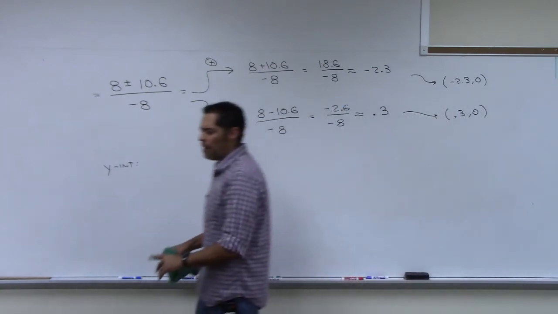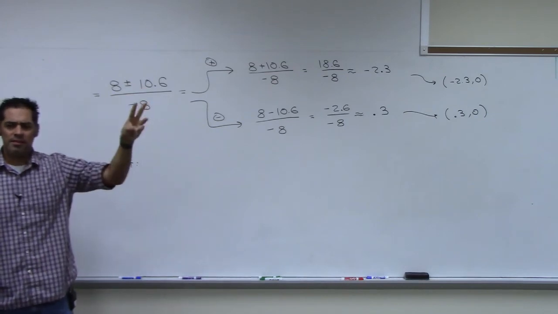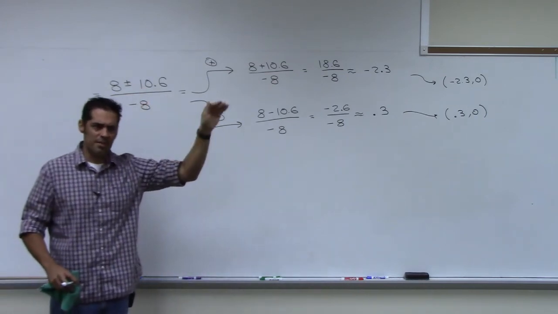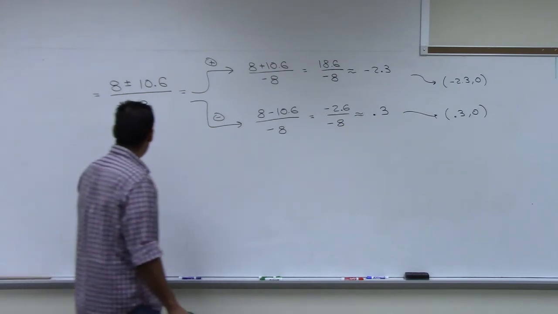So when we do a parabola, we ask: does it open up or down? What's its vertex? What's its X-intercepts? What's its Y-intercept? That's it. And then we plot all the information and we draw the picture. So the Y-intercept is next.